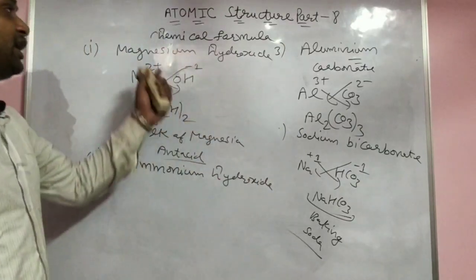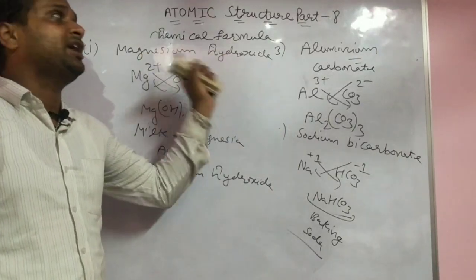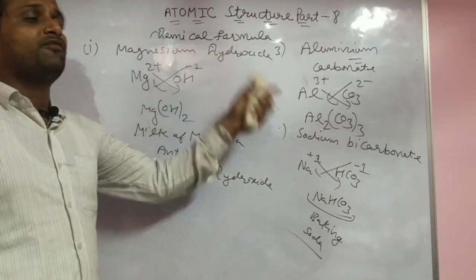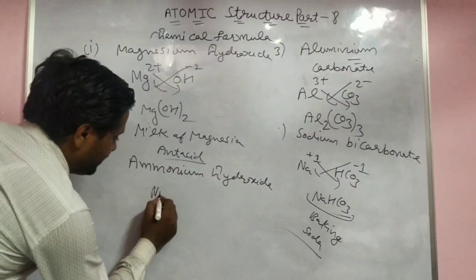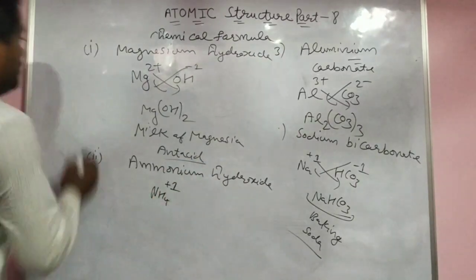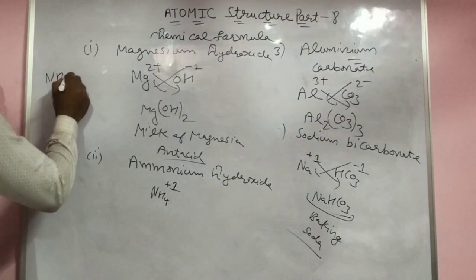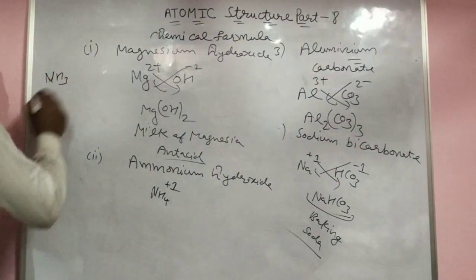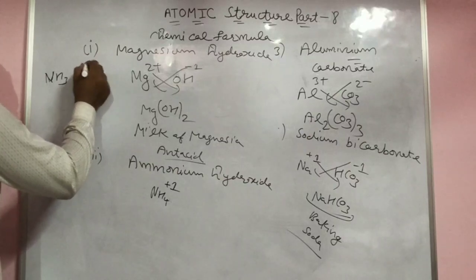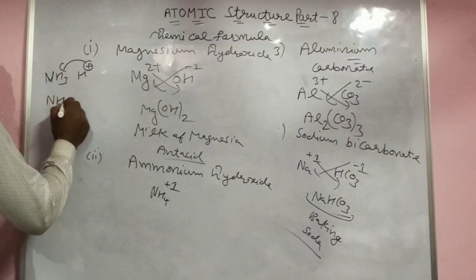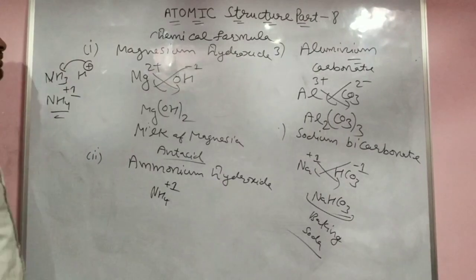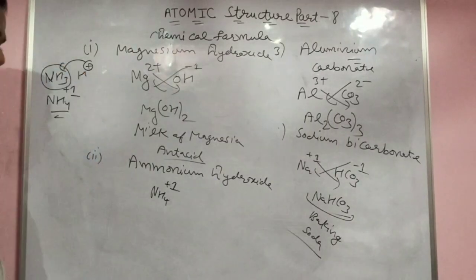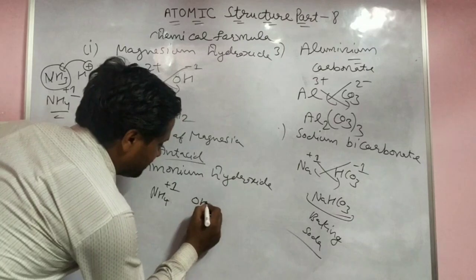In the same way, you are able to make magnesium chloride, magnesium bromide, magnesium iodide, magnesium fluoride. Ammonium hydroxide: you know the ammonium ion, NH4 1 positive. Ammonia gas is NH3. When you add H positive with a coordinate bond, it becomes NH4 positive, the ammonium ion, which is ammonia only, NH3. And OH negative.